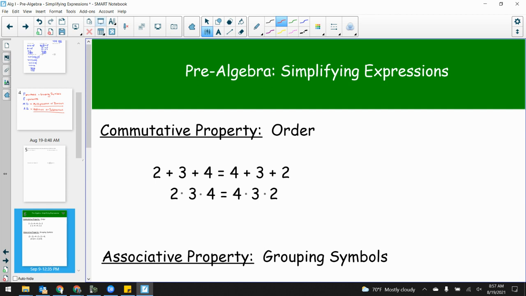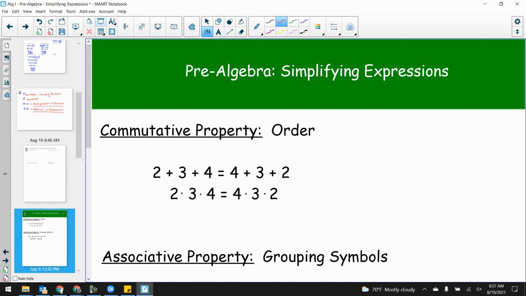Same thing with multiplication. Think about 2 times 3 times 4. 2 times 3 is 6, times 4 is 24. I get 24. If I change the order, does it change the solution? No. What about 4 times 3 times 2? 4 times 3 is 12, times 2 is 24. Still that 24. 3 times 4, 12, times 2, 24. 2 times 4, 8, times 3, 24. So it doesn't change the order. If I wanted to shift things around, I could do that.